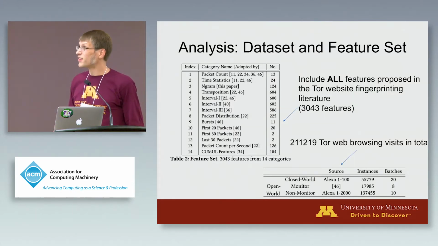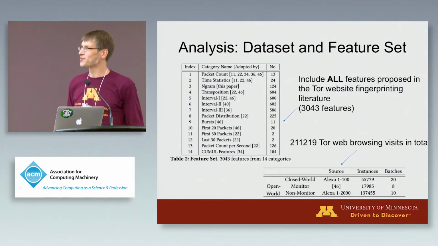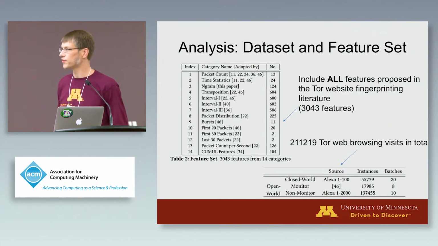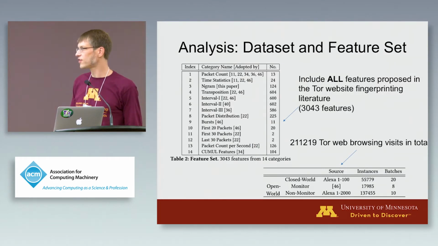So again, I manually surveyed the literature and found this list of 3,000 features that people had used up through 2016. He didn't use neural network extracted features. That would have, I guess, been an infinite list. And he downloaded for his closed world experiments the Alexa 100 web pages many times. He wound up with, after throwing out hangups and whatever, 55,000 instances of those sites collected in 20 different batches.